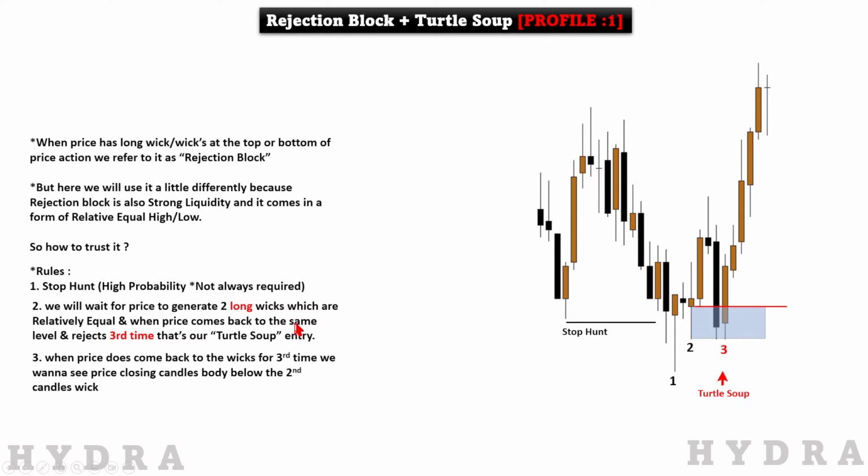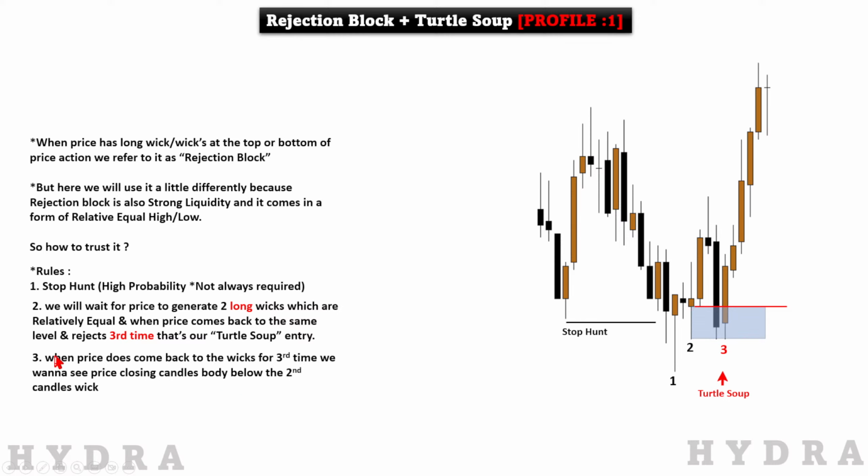And when price comes back to the same level and rejects a third time, which level? This is the level at the second wick. We are looking at the second wick. If price is coming back down and closing a candlestick body, isn't it getting easier? Yes, we identify 2 long wicks after price does a stop hunt, and we wait for price to close the candlestick body a third time inside this candle wick.